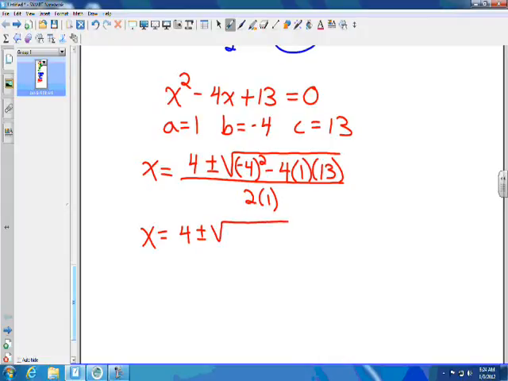So -4 squared is positive 16. By the way, this first number is always going to be positive no matter what, even though it's -4. Since it's squared, you will always have a positive number there. And -4 times 1 times 13 is negative, so you put minus 52 there, all over 2.